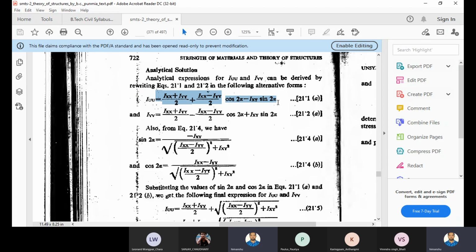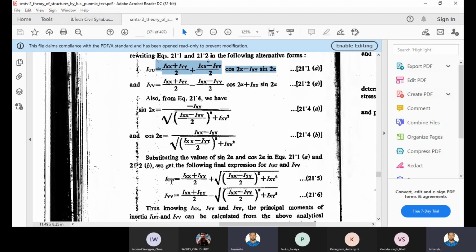Now, upon putting the values of sin 2 alpha and cos 2 alpha, these two equations can be reduced into this form. IUU is equal to (Ixx plus Iyy) divided by 2 plus under root of ((Ixx minus Iyy) divided by 2) whole square plus Ixy whole square, and IVV is the complementary part of this.